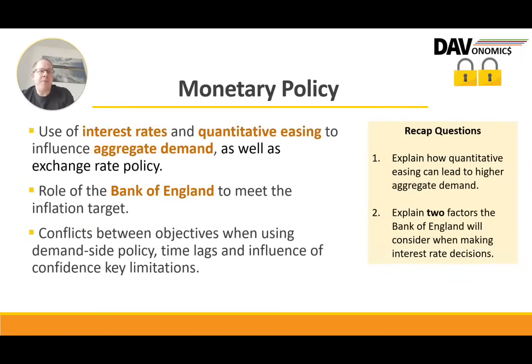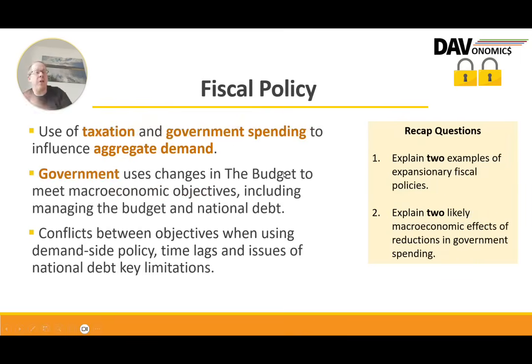And then policy. You've got monetary policy, so interest rates and quantitative easing, also exchange rate policy. Think about the Bank of England doing this, that's essential. It's not the government. And think about some of the limitations they may have here, especially this conflict between objectives. You can't achieve all your objectives in monetary policy. The other demand side policy is fiscal, so those go together in terms of demand side policy: taxation and government spending. This is the government, this is the budget. And again, the fact you can't achieve all your objectives simultaneously.